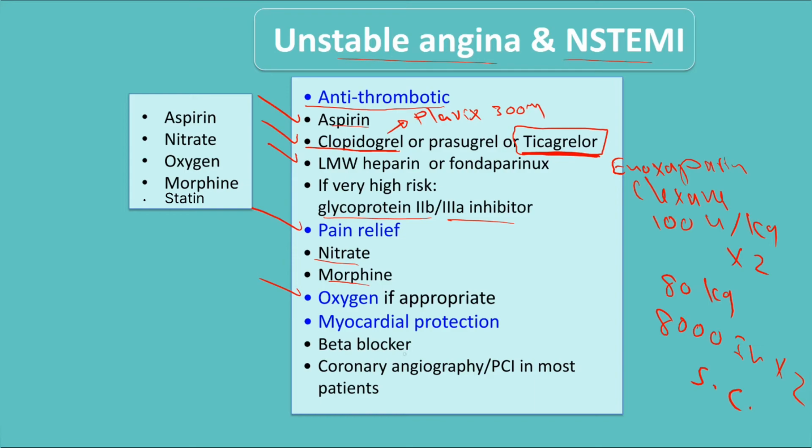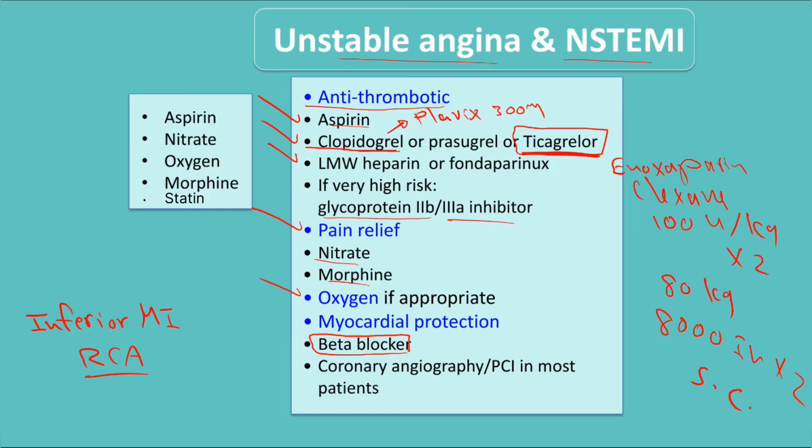For the myocardial protection, you have to give beta blocker. But beta blocker, you have to give cautiously, especially if the patient is having inferior MI, because the blood vessel that supplies the inferior wall is the right coronary artery. The right coronary artery supplies the inferior wall, also supplies the AV node and the right ventricle. So sometimes there is right ventricular infarction. There is also AV node infarction if there is proximal obstruction of the artery.